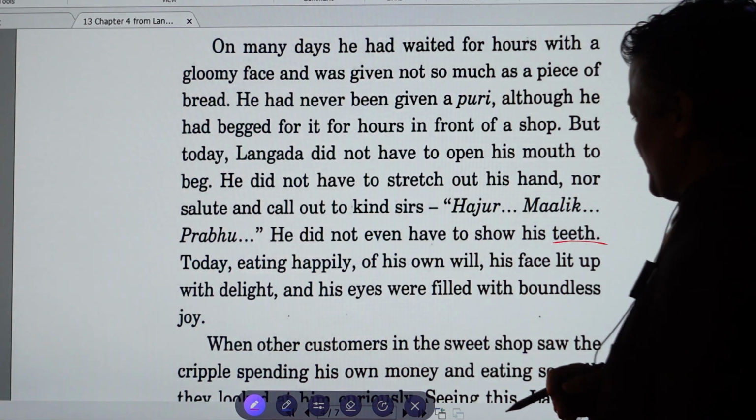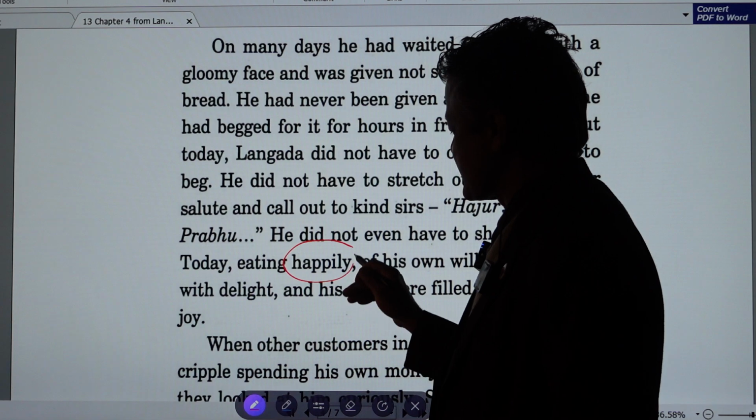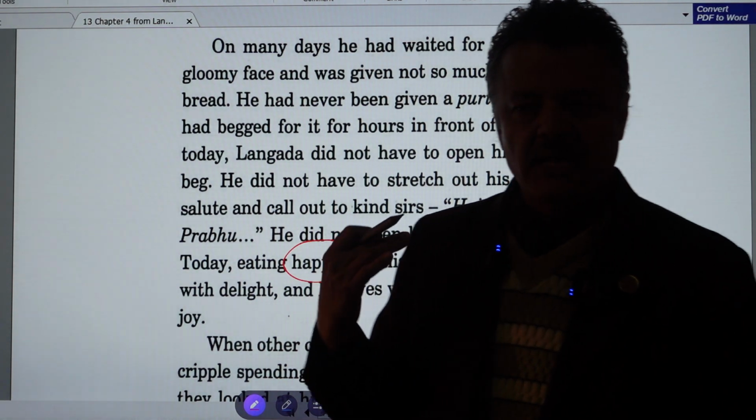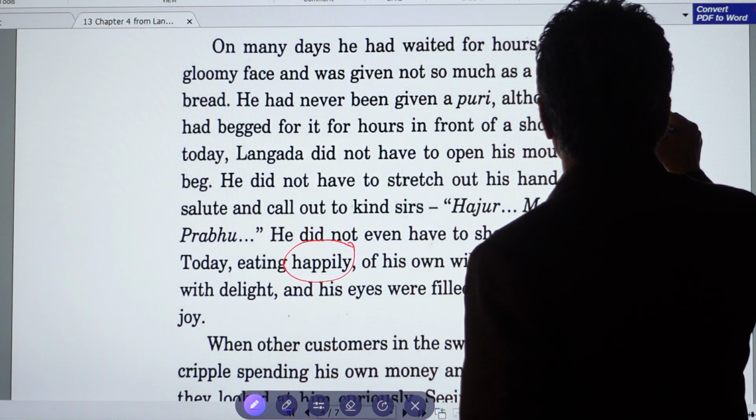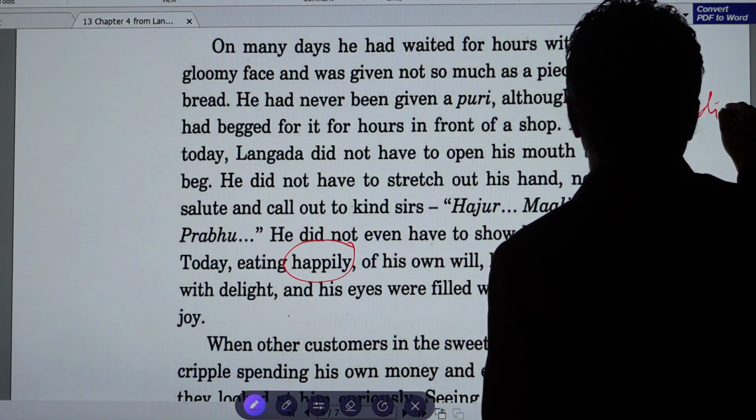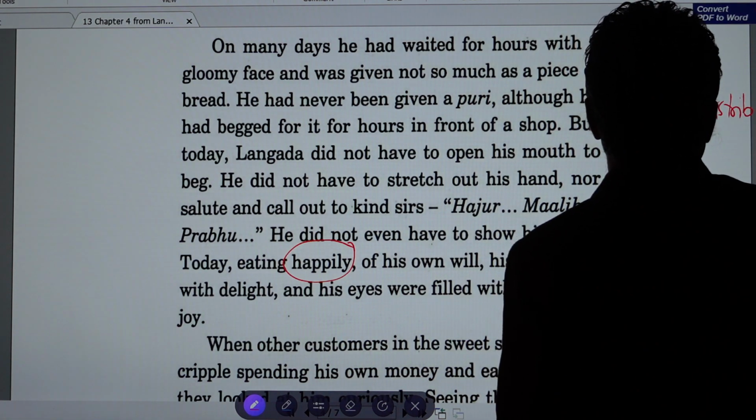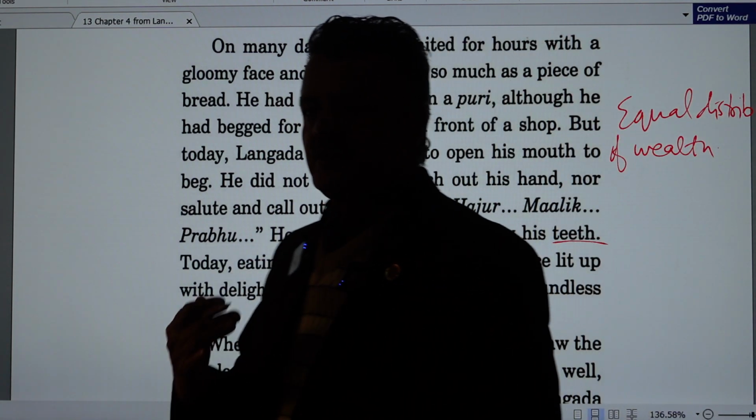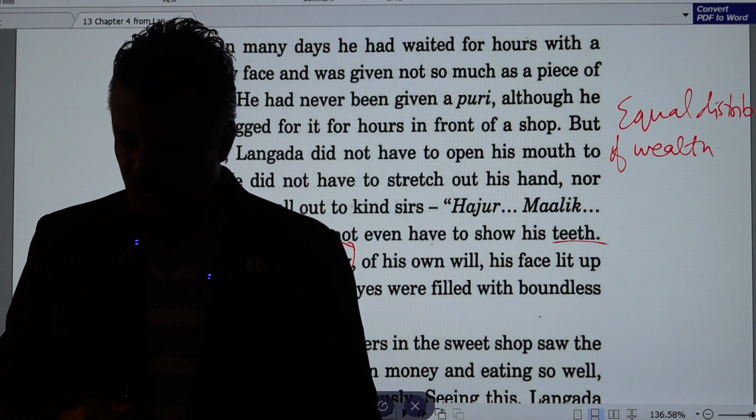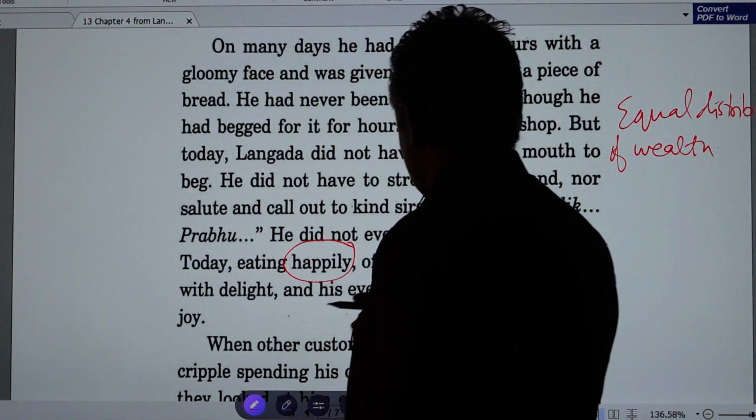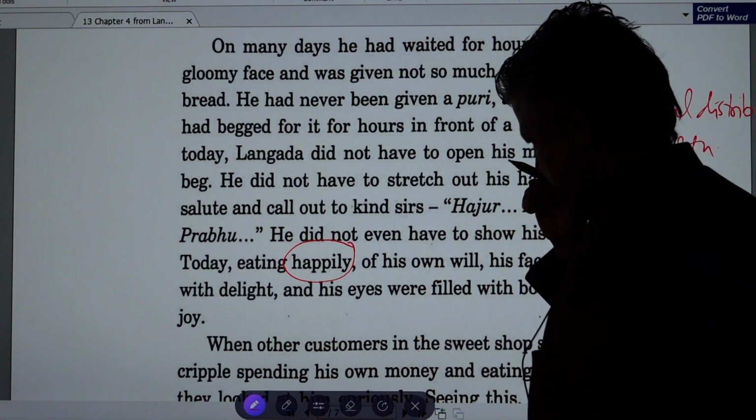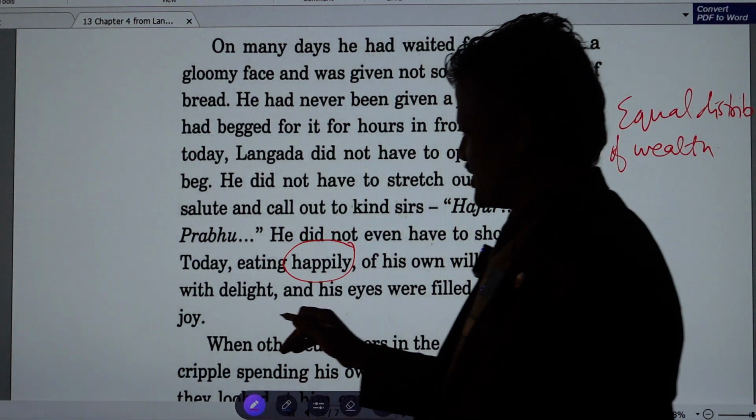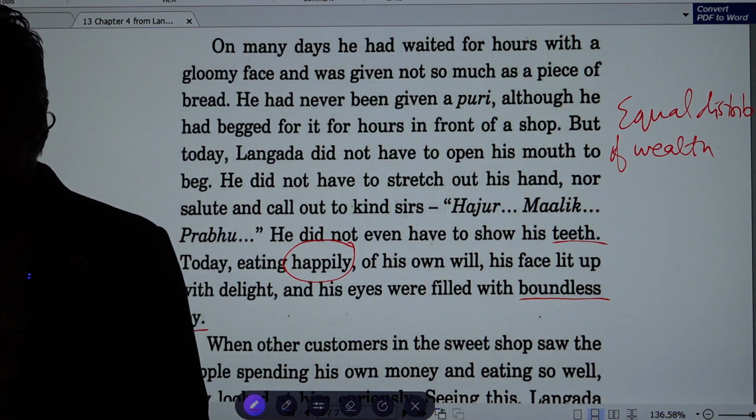Today, eating happily of his own will. What brings happiness? Money brings happiness. As I read this line, what comes to my mind is equal distribution of wealth. This is what is coming in my mind. Equal distribution of wealth. Of his own will, his face lit up with delight and his eyes were filled with boundless joy. So what brings joy? Money brings joy, I have to say.